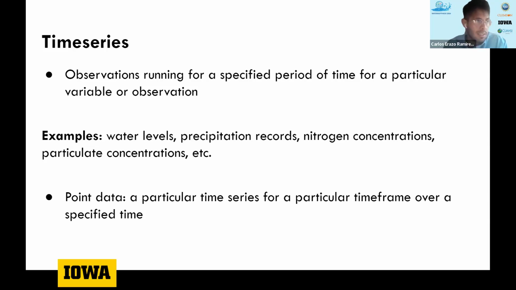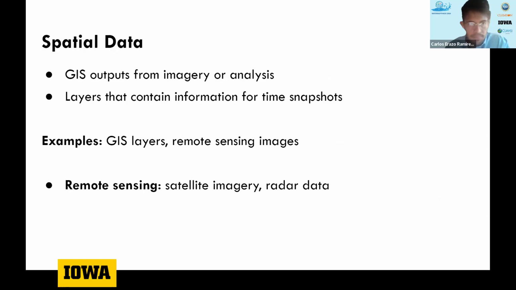Time series is point data. That means that for a particular location, for a particular time, you get information. And that information can be, of course, very similar across your spatial domain. However, if you want to understand what's happening in a particular place, point data is right there.